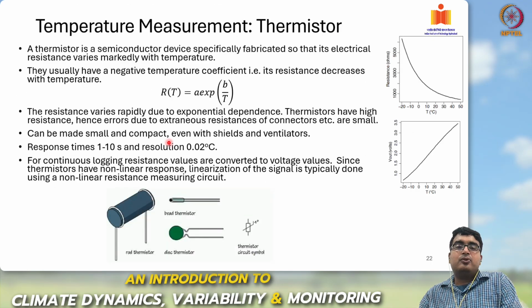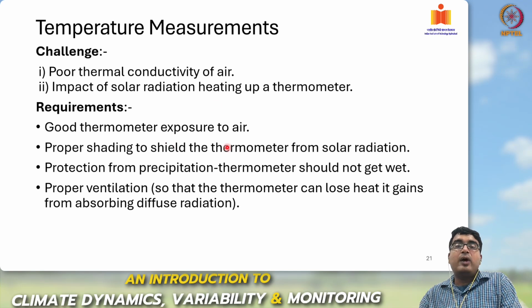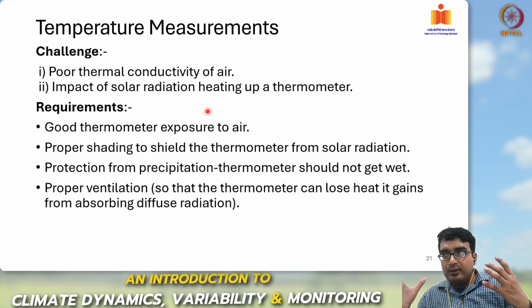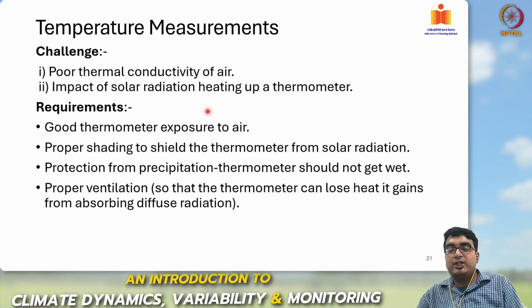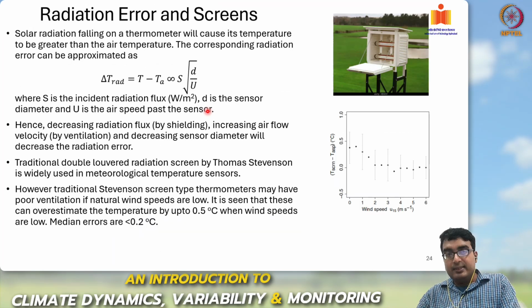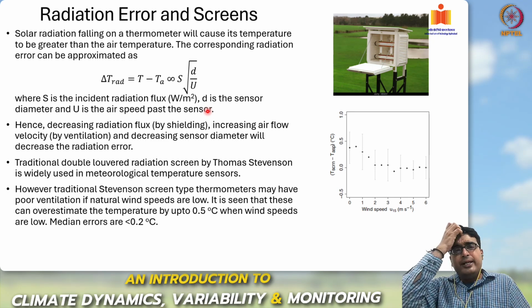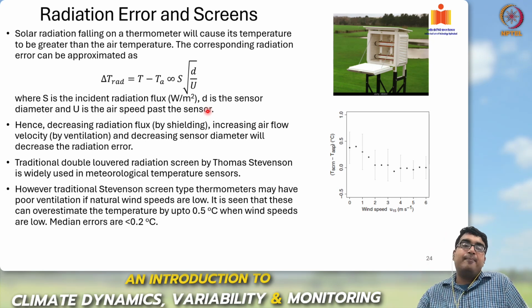So now let us go back to the original point, that you have the impact of both direct and diffuse solar radiation that can heat up your thermometer and give you temperature values higher than what the air temperature truly is. These are called radiation errors. Okay. So solar radiation falling on a thermometer will cause its temperature to be greater than the air temperature. The corresponding radiation error can be approximated as, and we are not again deriving the expression, the radiation error delta T rad is the measured temperature minus the actual air temperature.